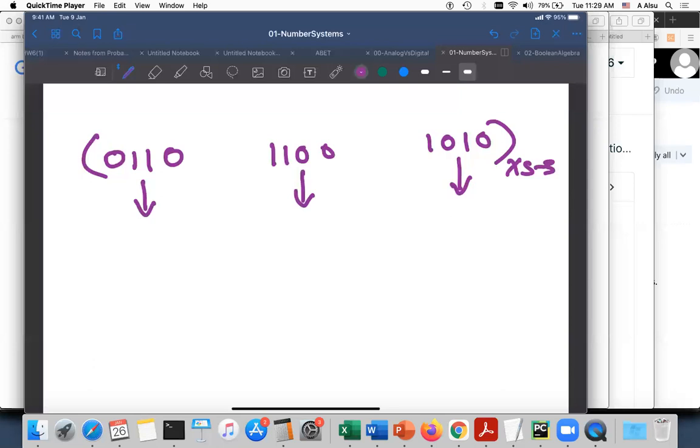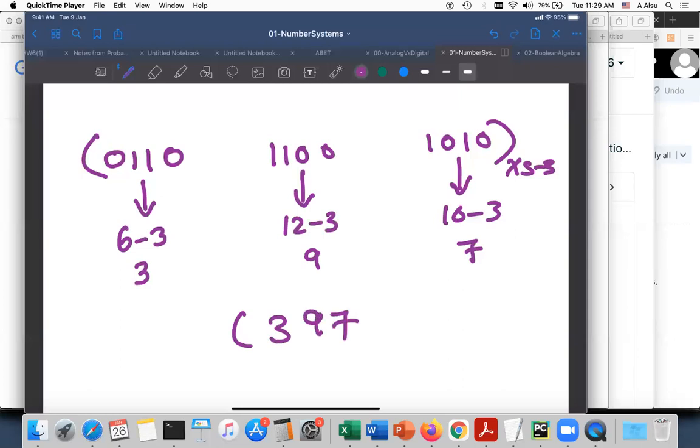Okay, so this one is going to be 6 minus 3, and this one is going to be 12 minus 3, and this one is going to be 10 minus 3. So this is 3, and this is 9, and this is 7. So the number in decimal is 397. Do you see that? Okay. Moving on.